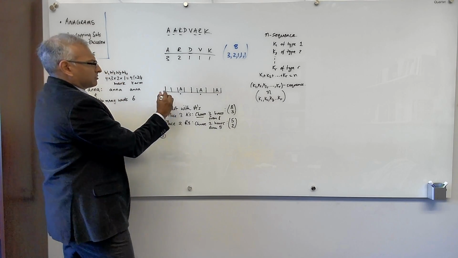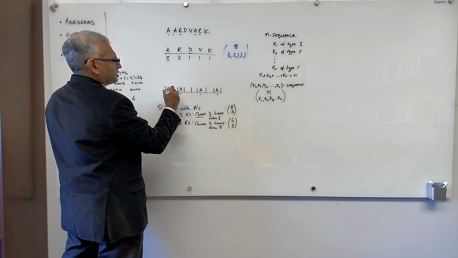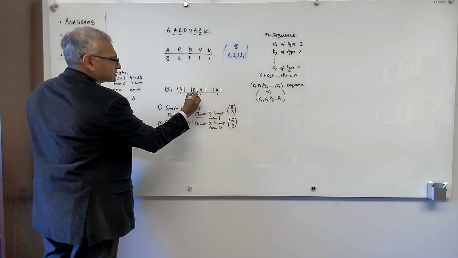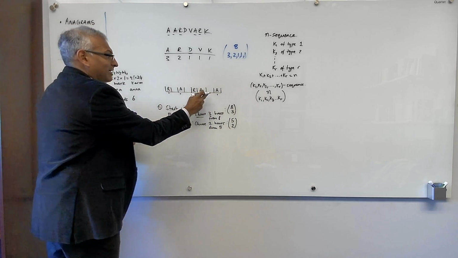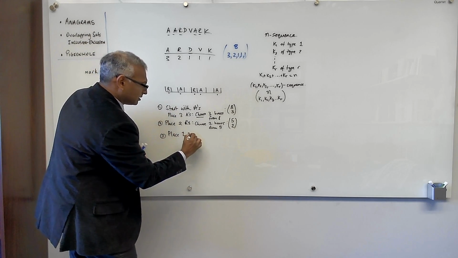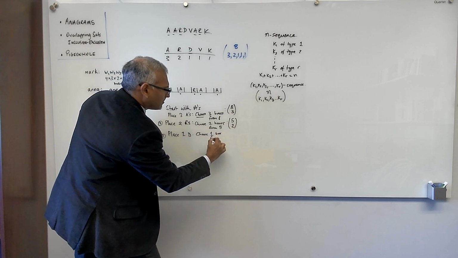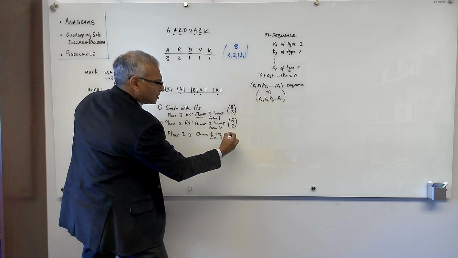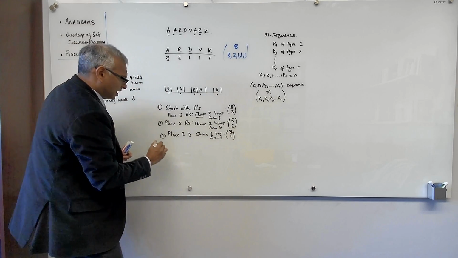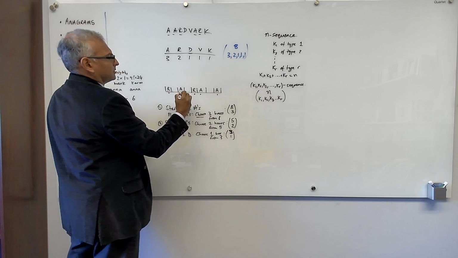So now, let's say I place the R's here and here. I chose those 2 boxes out of the remaining 5. How many boxes remain? 3. So place 1 D: choose 1 box from 3. How many ways can I do that? 3 choose 1. And then, suppose I place the D here.